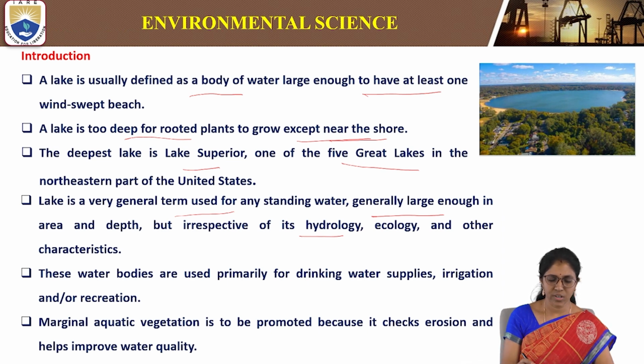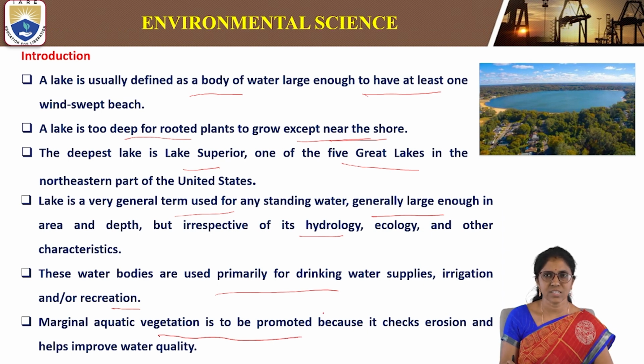These water bodies are used primarily for drinking water supplies, irrigation, and or recreation. Marginal aquatic vegetation is to be promoted because it checks erosion and helps improve water quality.